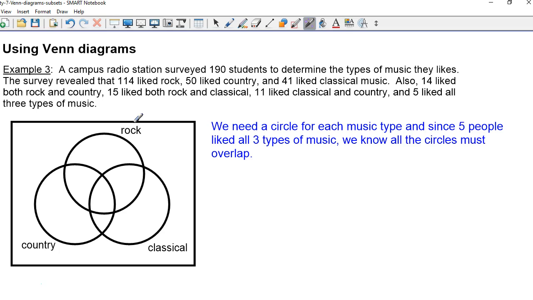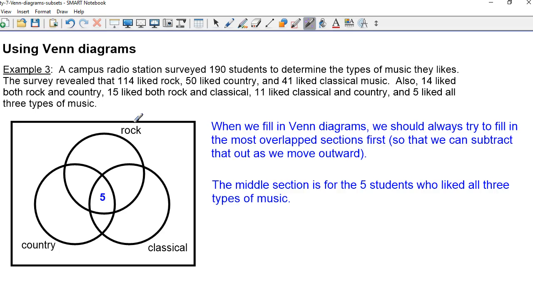So we'll use our idea that we should fill in Venn diagrams from the inside out, and because we're given counts of students instead of probabilities, we're going to fill in this Venn diagram with counts instead of probabilities like we did in the other examples here. The middle section would be for the 5 students who liked all three types of music, so we'll fill a 5 in there in the middle.